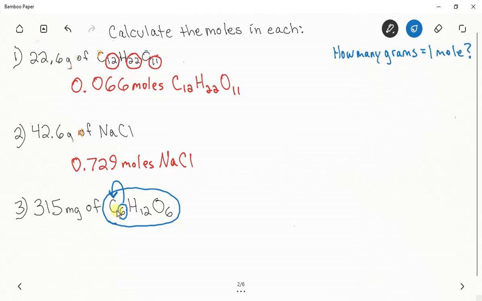So that 6 only applies to the carbon. So we have 6 carbons. And then this 12 only applies to the hydrogens. So we have 12 hydrogens. And then this 6 over here only applies to the oxygen. So that means we have 6 oxygens. So we have 6 carbons, 12 hydrogens, and 6 oxygens in this molecule. So first let's do the carbons. We have 6 carbons we need to worry about.